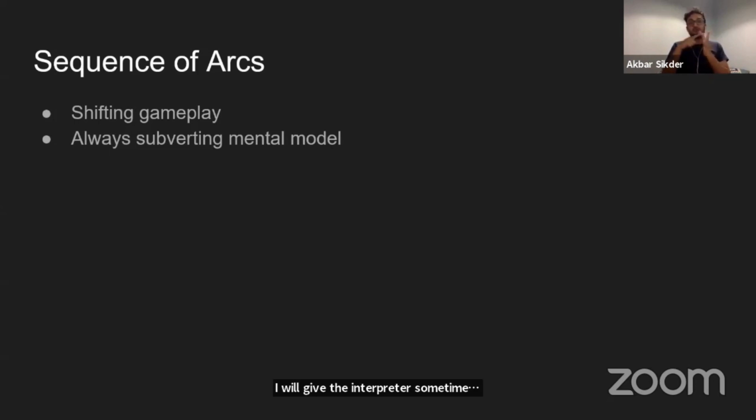So the sequence of arc structure allowed me as a designer to always be subverting the player's expectations by constantly providing a new game element, a new task, a new type of interaction, a new way to interact with the world, and players would laugh from the fact that they were not expecting what happens to happen. They were always kept on their toes in a way.